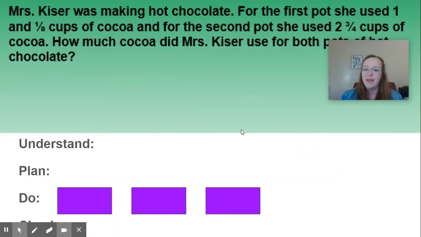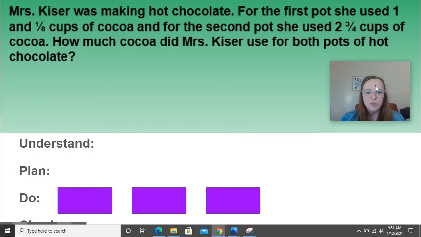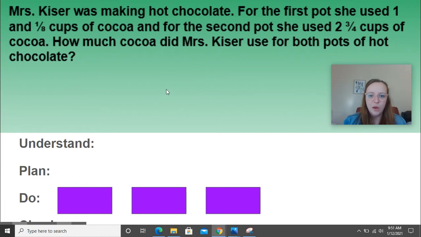Let's try a question together. Mrs. Kaiser was making hot chocolate. For the first pot, she used 1 1/8 cups of cocoa, and for the second pot, she used 2 3/4 cups of cocoa. How much cocoa did Mrs. Kaiser use for both pots of hot chocolate?